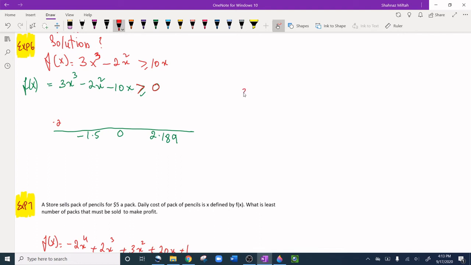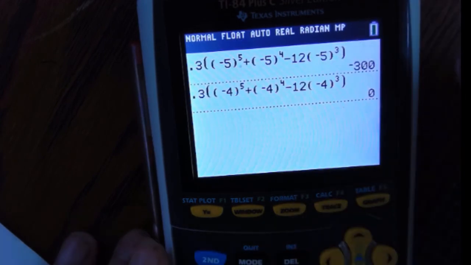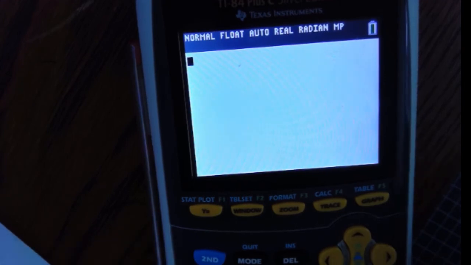So I'm going to plug in 3 times negative 2 cubed, minus 2 times negative 2 squared, minus 10 times negative 2, greater or equal to 0. So I'm going to plug this in the calculator, and I'm going to see how this works. This is another question, so let's try that. We have 3, parentheses, negative 2. We just have to plug it in once, and then after that we can just copy and paste.